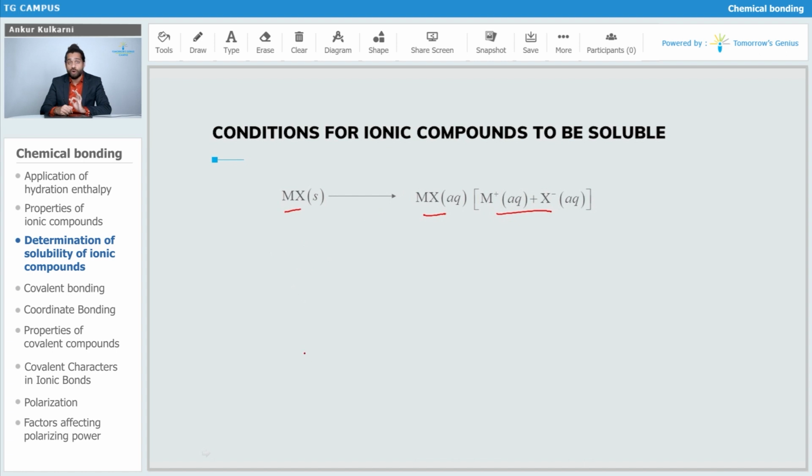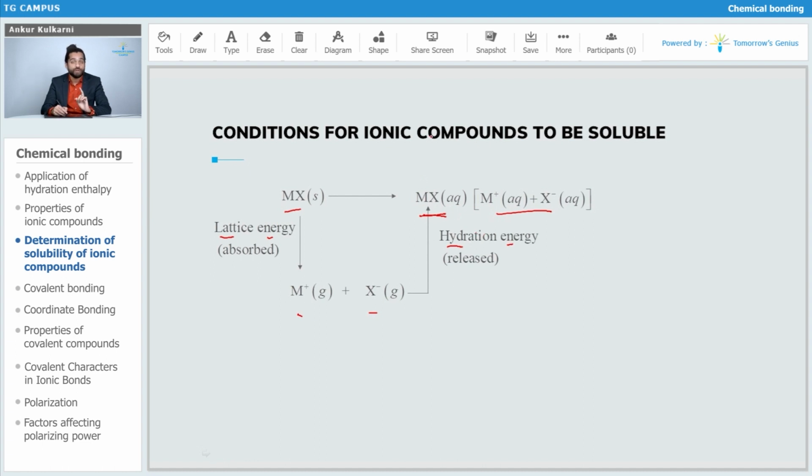When your solid MX is present, it will absorb energy as shown on your screen, and it goes into the gaseous ions. This is nothing but your lattice energy. So the energy which is absorbed is lattice energy. Now these gaseous ions will combine together, as you can see on the screen, and they form MX, which is your ionic compound in an aqueous state. And which energy is released over here? Here hydration energy is released.